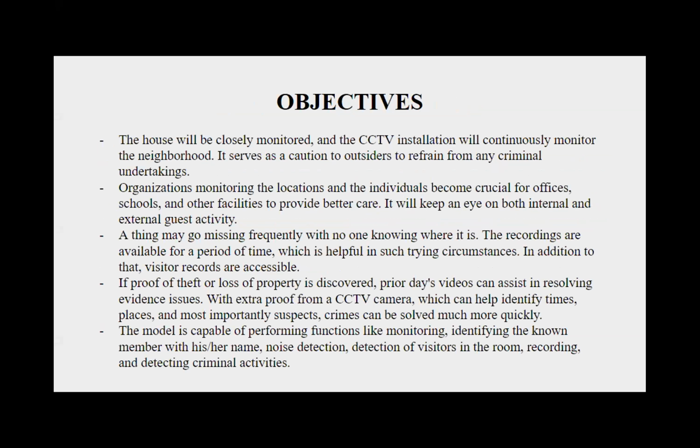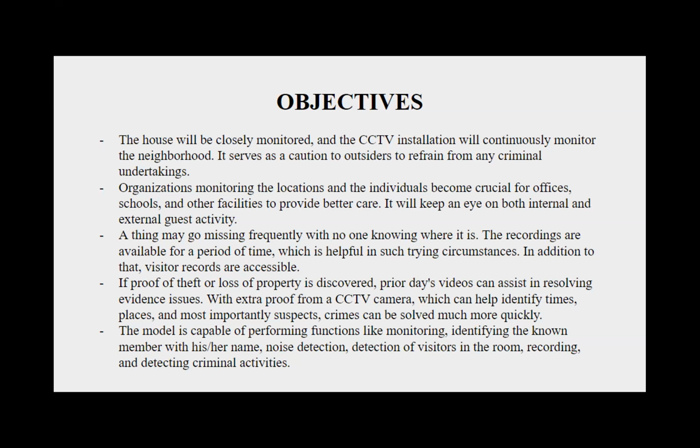So objectives, if we summarize, the house will be closely monitored and CCTV installation will continuously monitor the neighborhood. It serves as a caution to outsiders to refrain from any criminal undertakings. Organizations monitoring the locations and individuals become crucial for offices, schools, and other facilities to provide better care. It will keep an eye on both the internal and external guest activity. Things may go missing frequently with no one knowing where they are. The recordings are available for a period of time, which is helpful in such trying circumstances. In addition to that, visitor records are accessible.